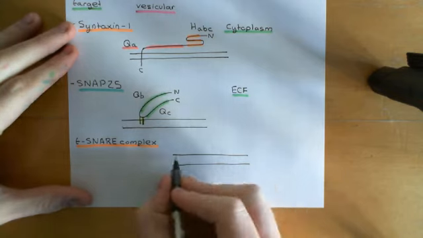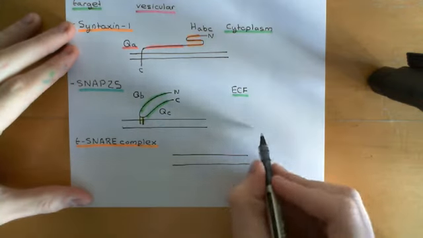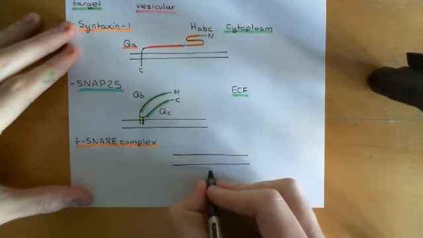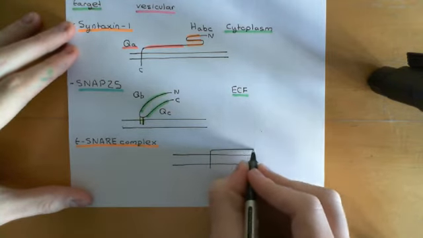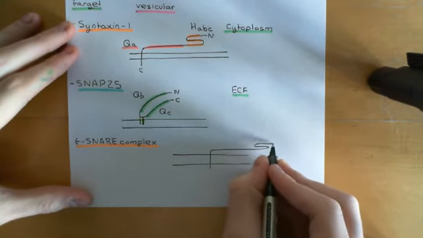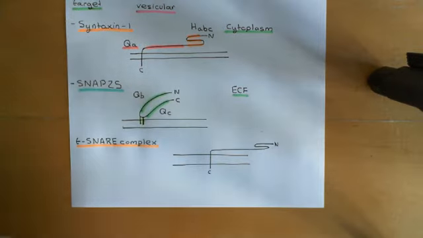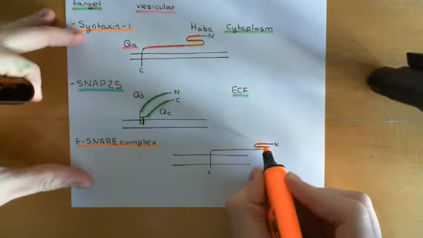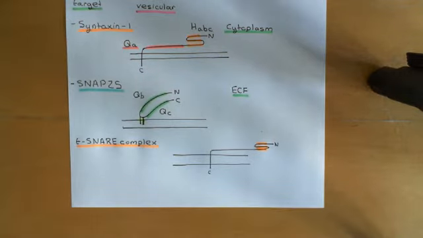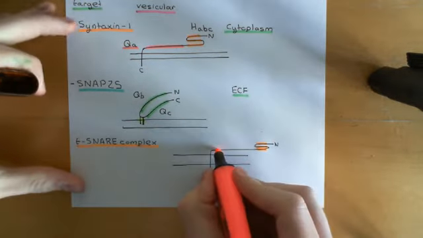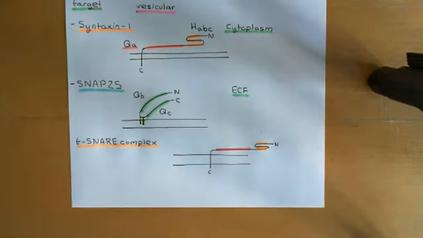Okay, so let me now show you the T-snare complex then. So here is the presynaptic membrane again. This is the cytoplasmic side, the extracellular fluid side. I'll once again draw syntaxin 1 like so. Here is the C terminus here. Okay, I'll colour in the alpha helices of the HABC domain in orange there. Here is the QA snare motif.